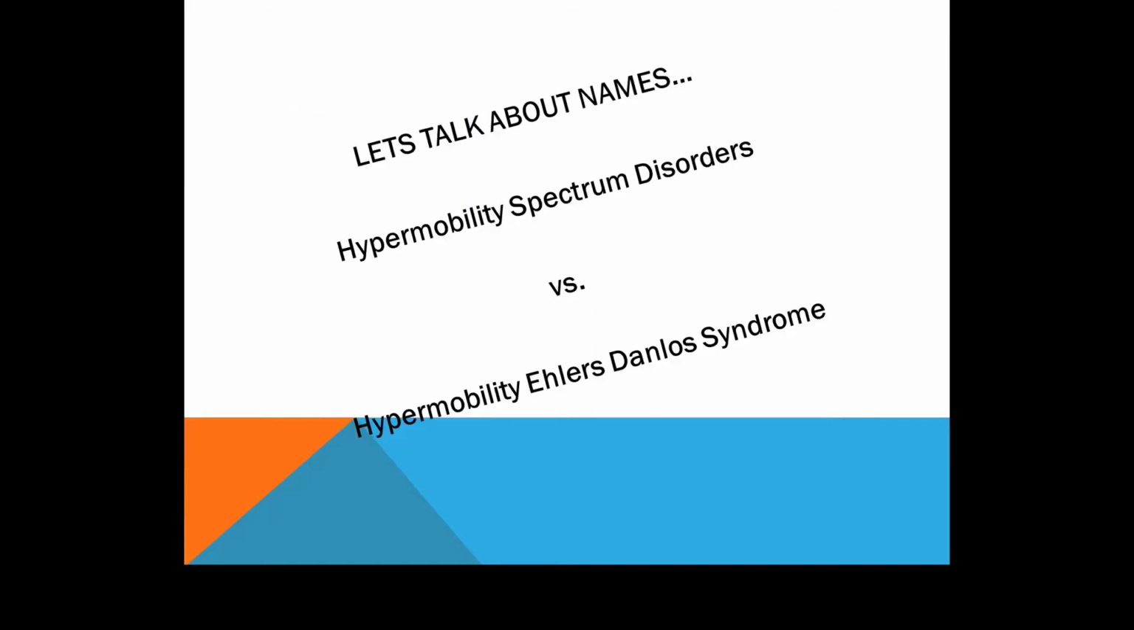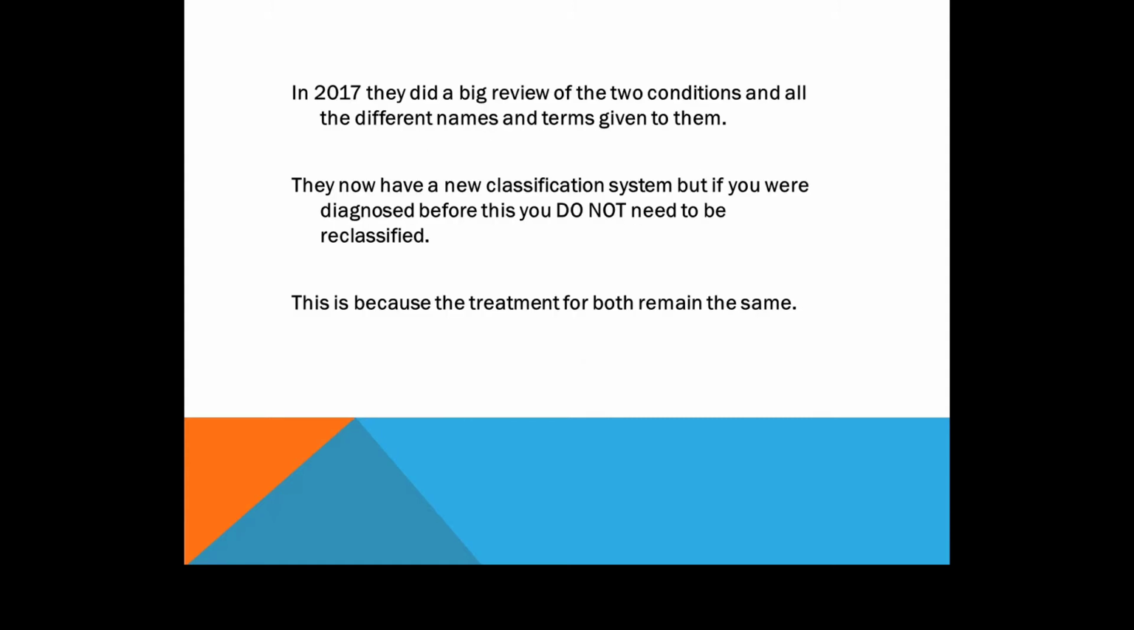So let's talk a little bit about the names. So we've got the hypermobility spectrum disorders versus the hypermobile or hypermobility Ehlers-Danlos syndrome. Different names, but are they different conditions? So in 2017, they did a big review of the two conditions and the different names and the terms that were given to them. And they've now decided to classify them in a new system. But the important message is that if you were diagnosed before 2017, you do not need to be reclassified. And that's because the treatment for both the conditions remains the same.